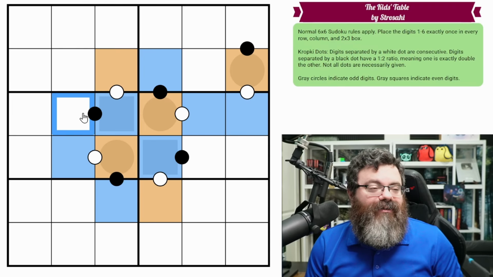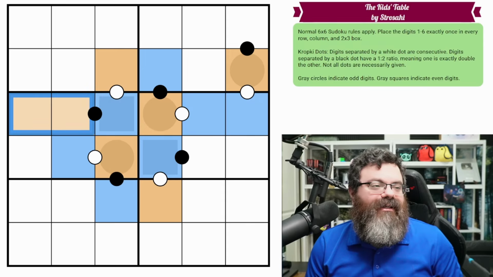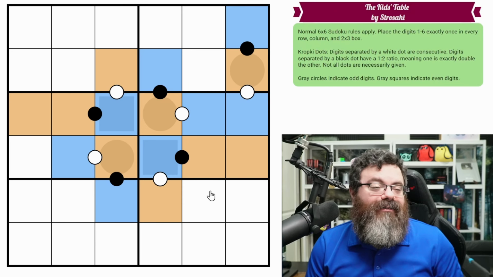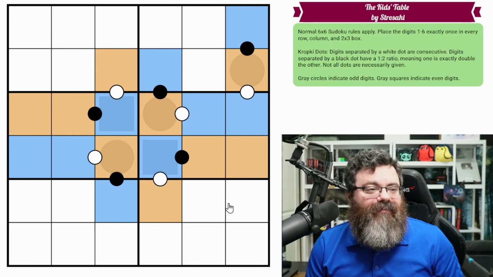Now this could be even or odd, except we already have 3 evens in the row. That uses up all our evens. So we finished with odds across this row. Finished with odds in this box. This needs an even across the black dot. Okay. And then this box finishes with an even. All right, we can probably start putting numbers here.